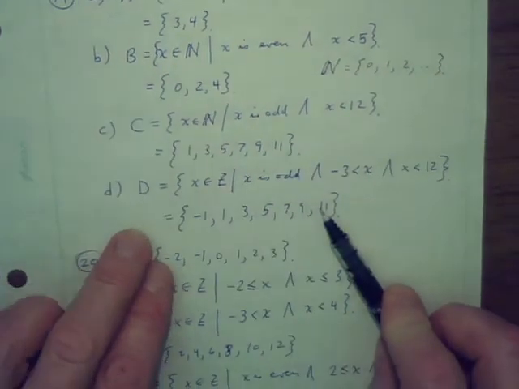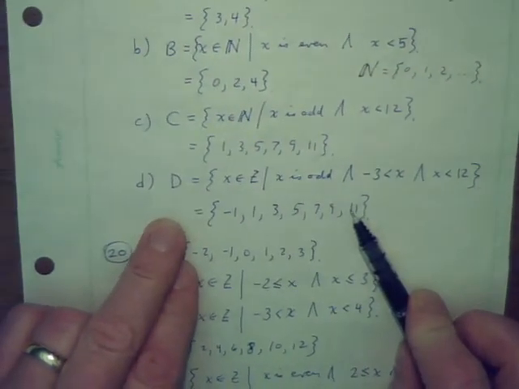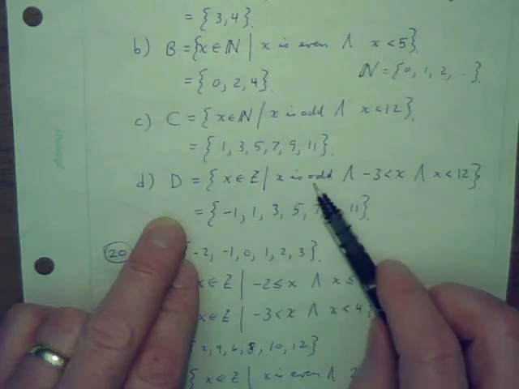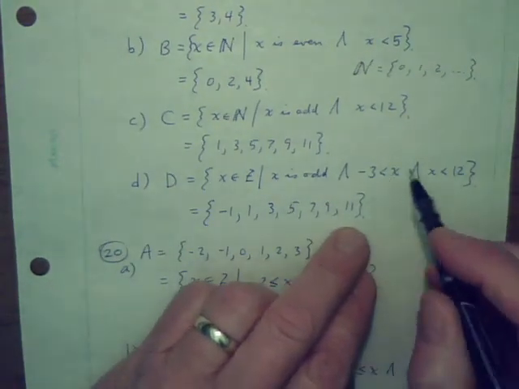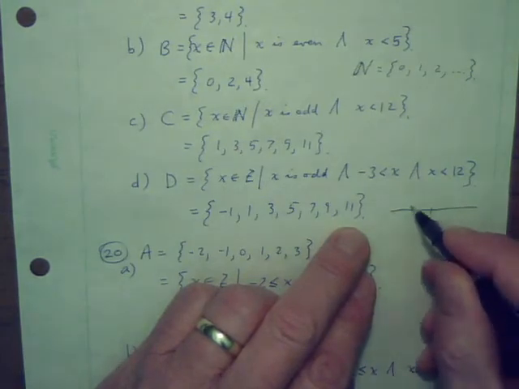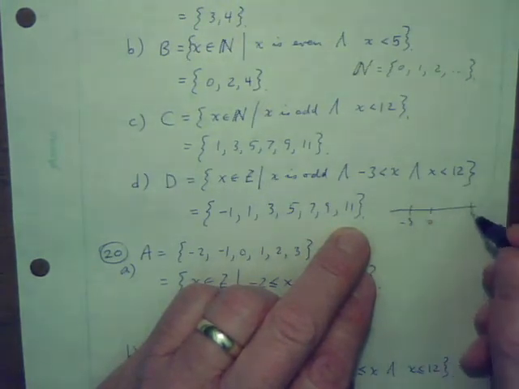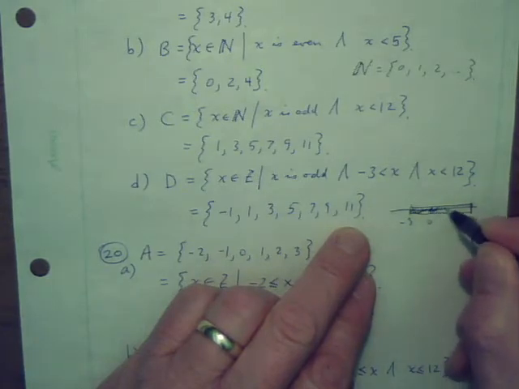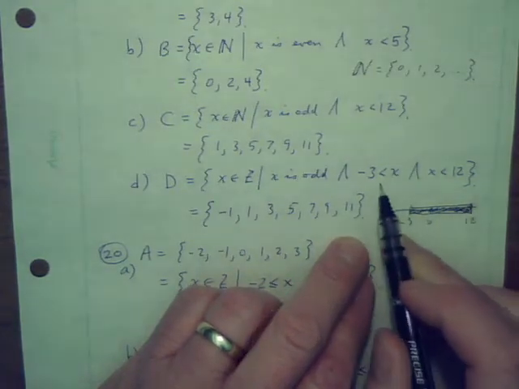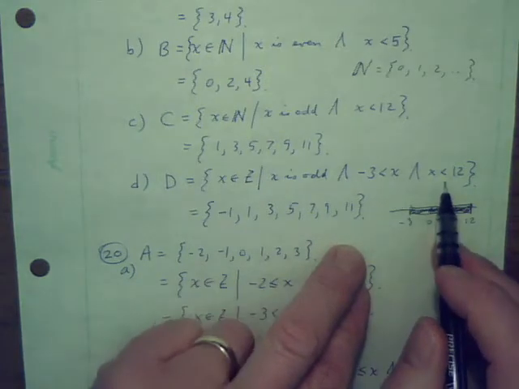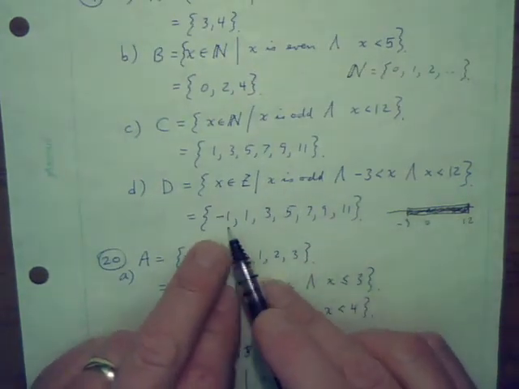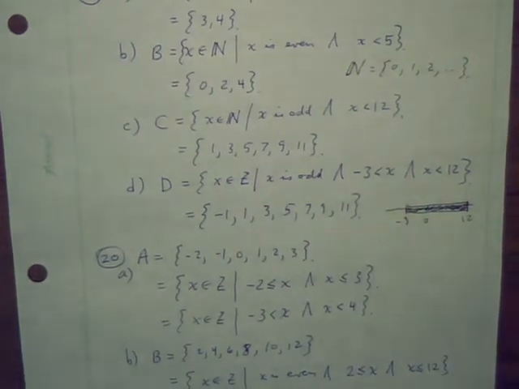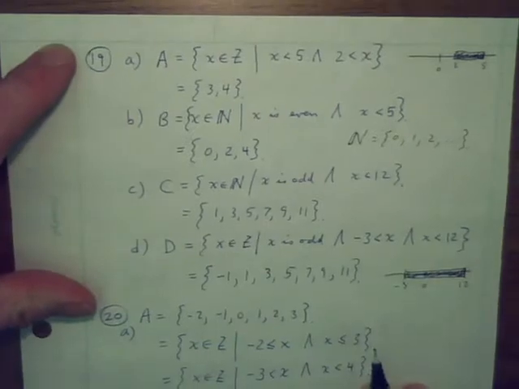Straightforward, I think. For part D, we're looking for integers such that the integer is odd, it's greater than -3 and less than 12. So it has to be in this range. So odd numbers, strictly greater than -3 and strictly less than 12. So we've got to start at -1 and go up to 11 with odd numbers. Okay? So that's problem 19.